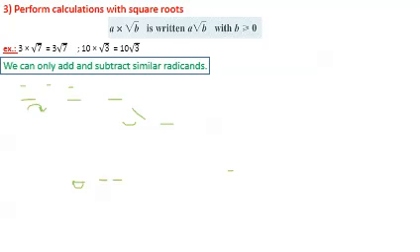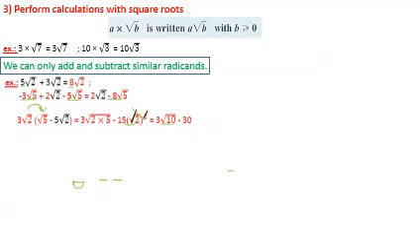We can only add and subtract similar radicals. For example, if you have 5 radical 2 plus 3 radical 2, it's 8 radical 2. What did we do here? We add the coefficients, so 5 plus 3 is 8, and we keep the same radical, which is radical 2.